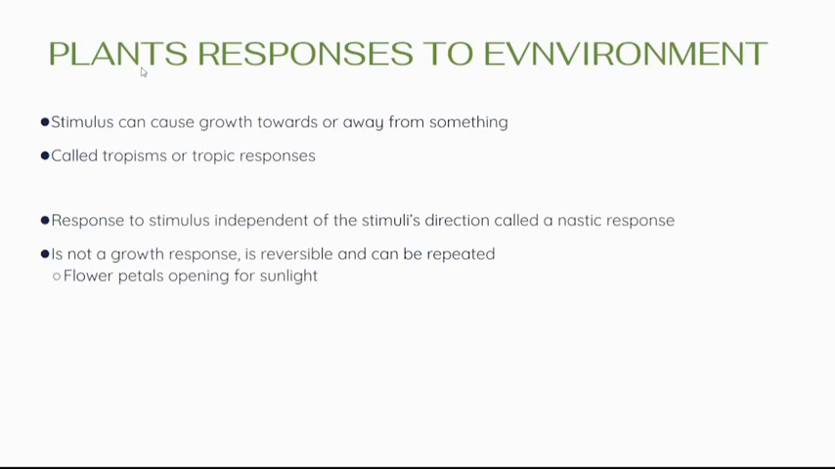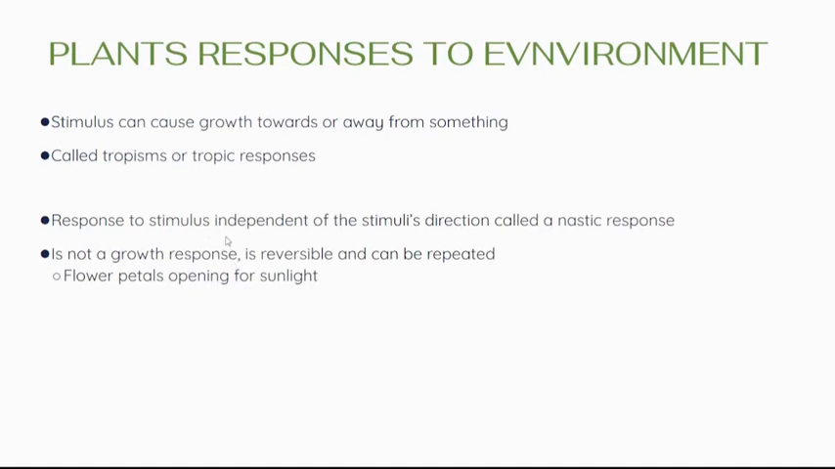That's reversible. Now, when you have a response to a stimulus independent of the stimulus direction, that is called a nastic response. It's not a growth response. This is also reversible, I guess, but it can be repeated, unlike the other one above. You can't easily understand why they do it, or well, chemically, yes, you can understand it, but it's just harder to understand these.